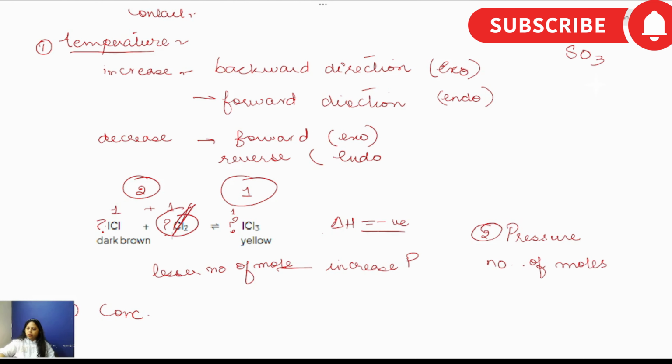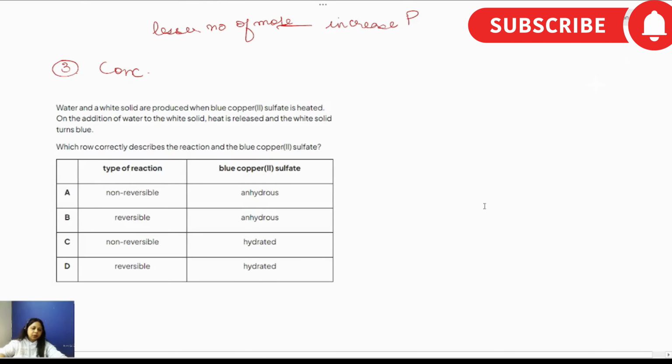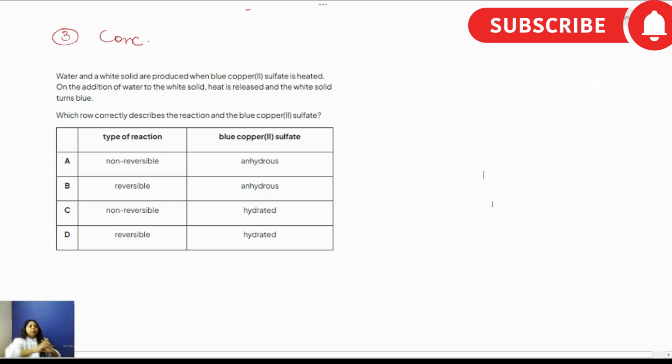This part is also sometimes got wrong. Okay, let's move to the question. I'm giving you one question. Now let's discuss this statement. This is a quite common question in CIEs. Water and white solids are produced when blue copper sulfate is heated. So copper sulfate is hydrated with 5 molecules.